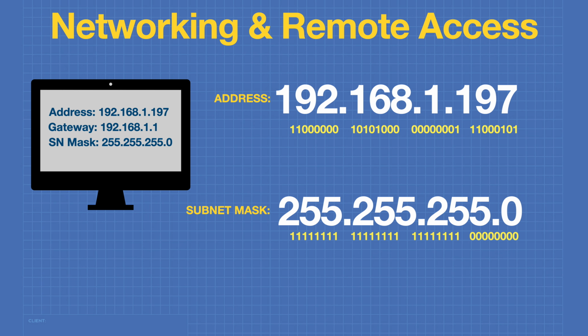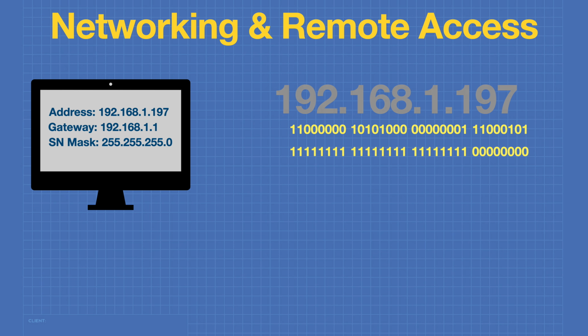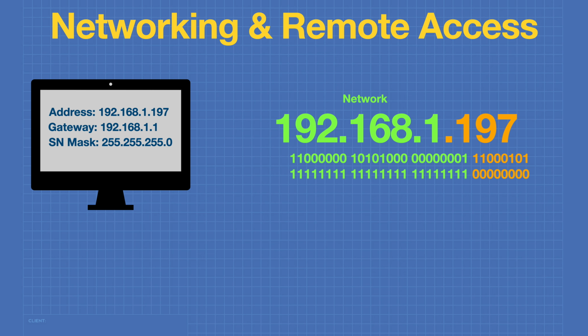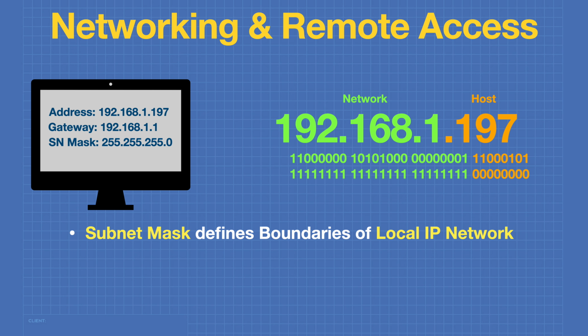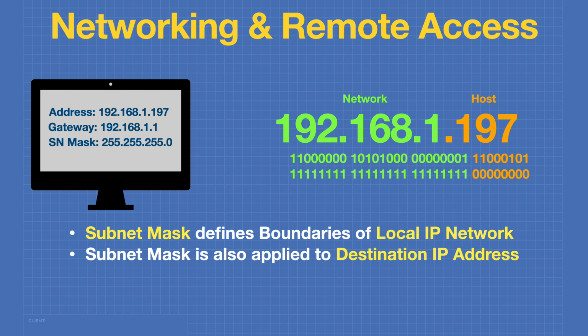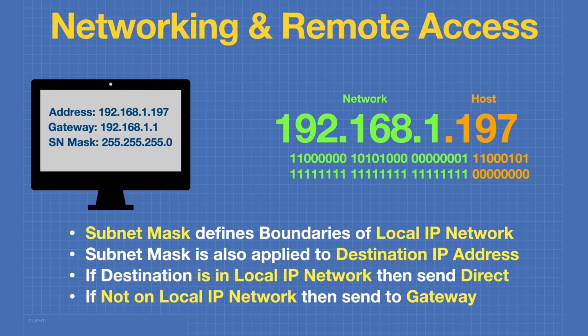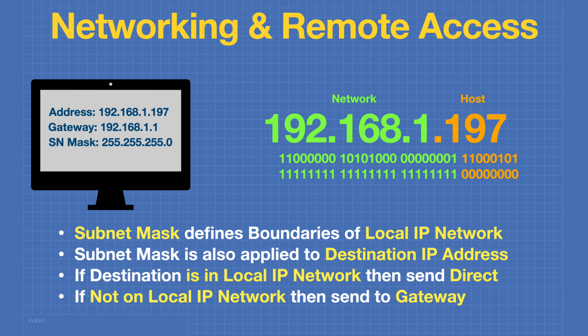When converted to binary, you can see how the subnet mask is applied to the IP address to determine what part of the address is the network address and what part is the host or local client address. The subnet mask defines the boundaries of this local IP network. It's also applied to the destination IP address. If the destination is in the local network, then packets are sent directly to it. If it's not on the local network, then packets are sent to the gateway address.